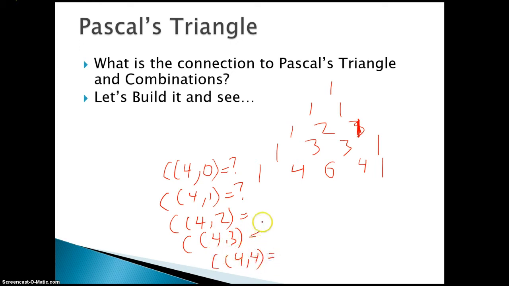Well, if you did those with your calculator, you found out that the combination of 4 things 0 at a time is 1. The combination of 4 things 1 at a time is 4. The combination of 4 things 2 at a time is 6. And then 4. And then 1. It turns out that Pascal's triangle will actually generate combinations.